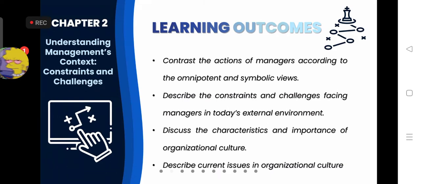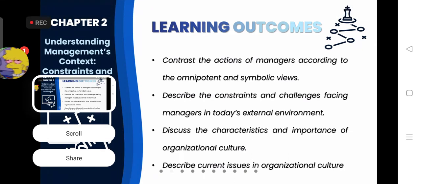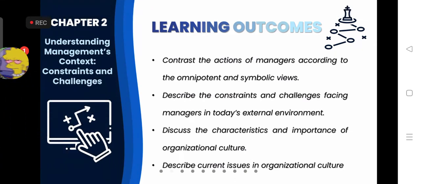For the learning outcomes: contrast the actions of managers according to the omnipotent and symbolic views. Describe the constraints and challenges facing managers in today's external environment. Discuss the characteristics and importance of organizational culture. And lastly, describe current issues in organizational culture.